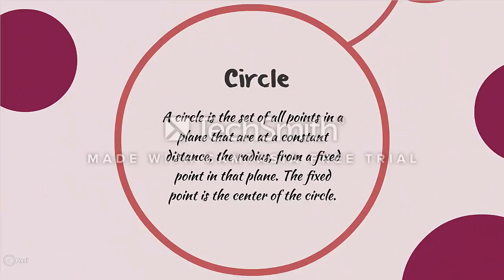A circle is the set of all points in a plane that are at a constant distance, the radius, from a fixed point in that plane. The fixed point is the center of the circle. We have two formulas in finding the equation of a circle. First is for the circle which has its center in the origin, and the second is for the circle which has a center that's not in the origin.